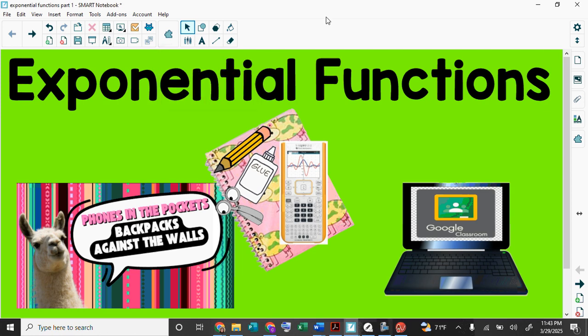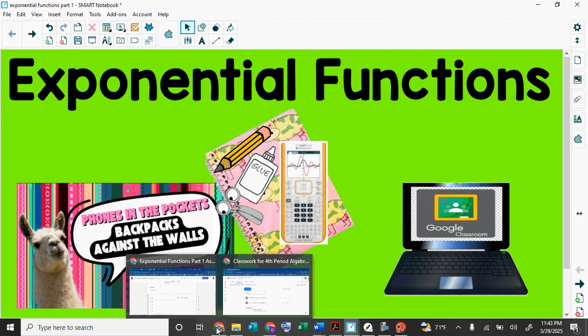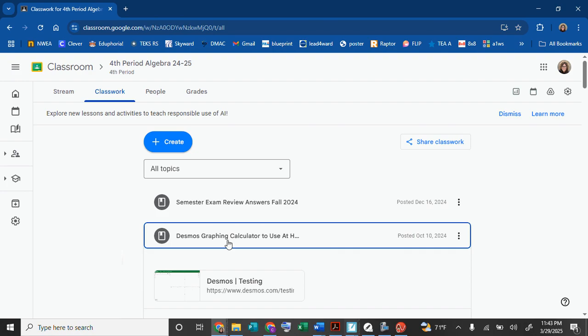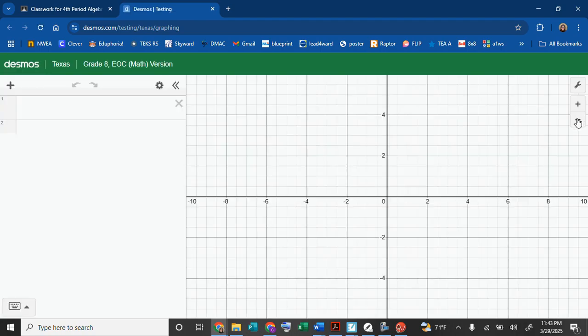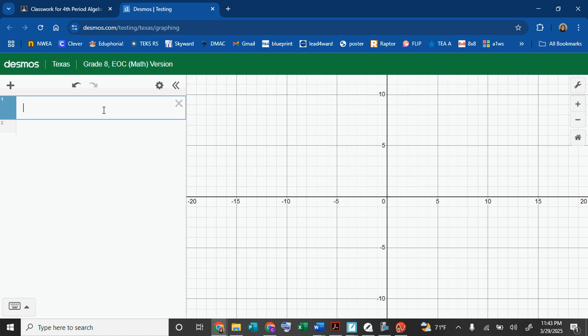Today we're going to talk about exponential functions. You have two options with your calculator. You can either use this Inspire calculator if you're in class, or you can go to Google Classroom and then click on the Desmos under classwork and click on Desmos. I would always suggest once you get to Desmos, click the minus, and you can secure exponential functions in here.